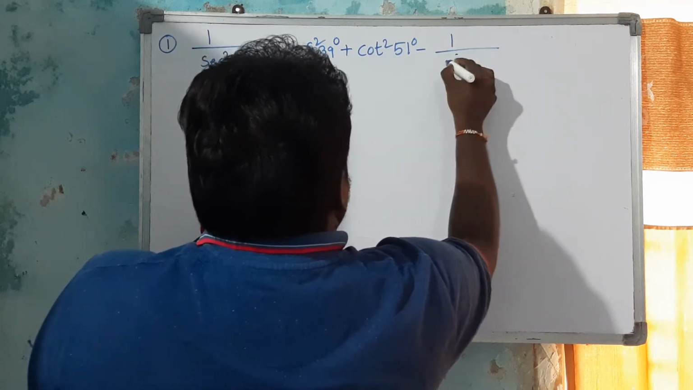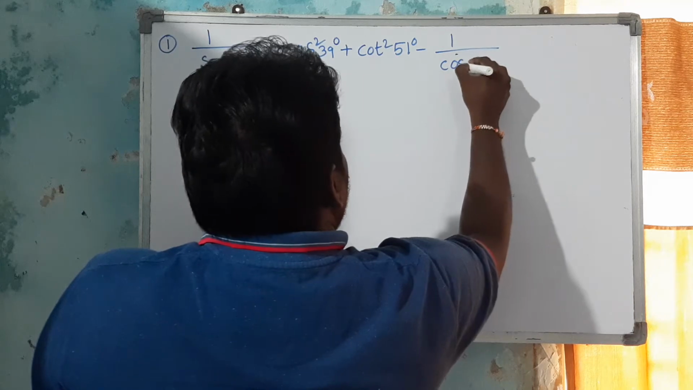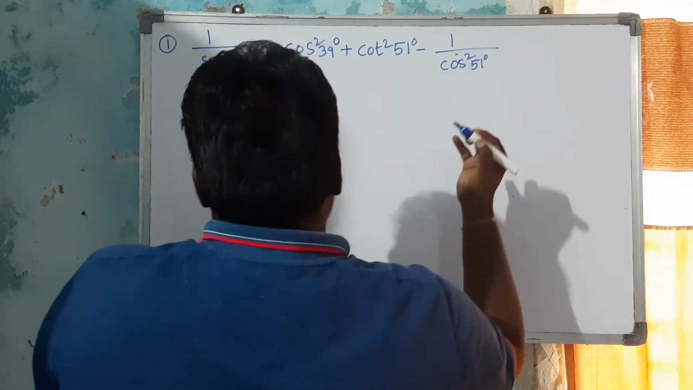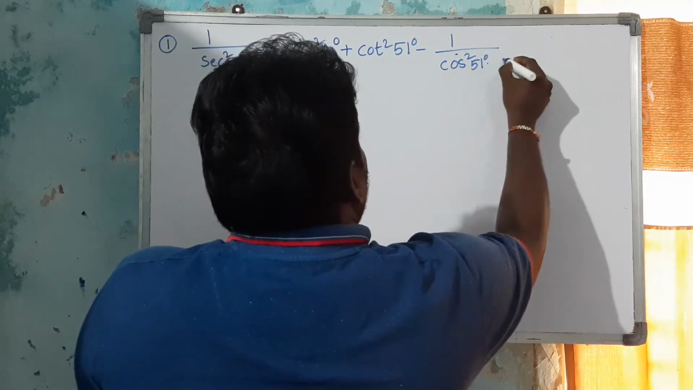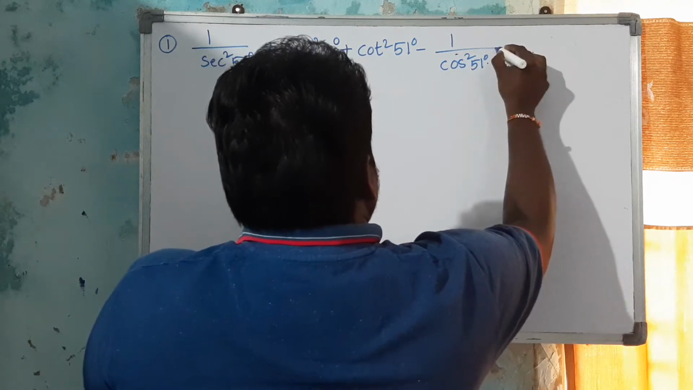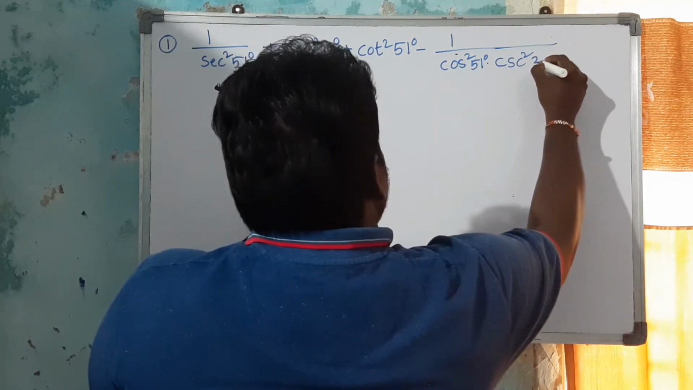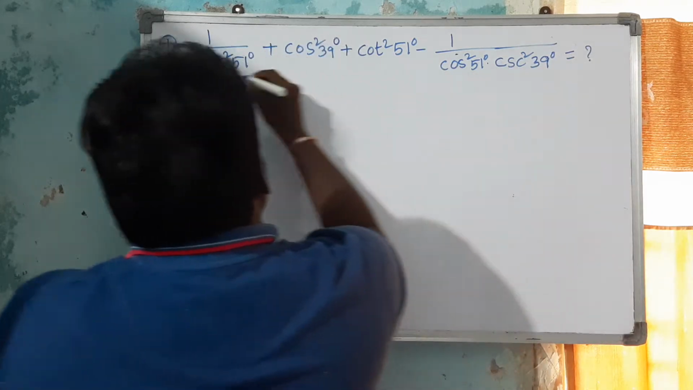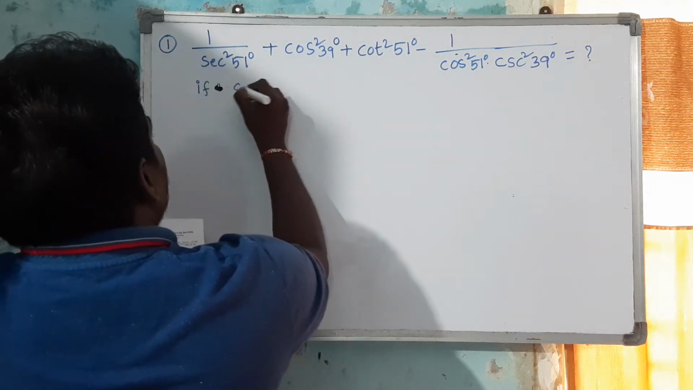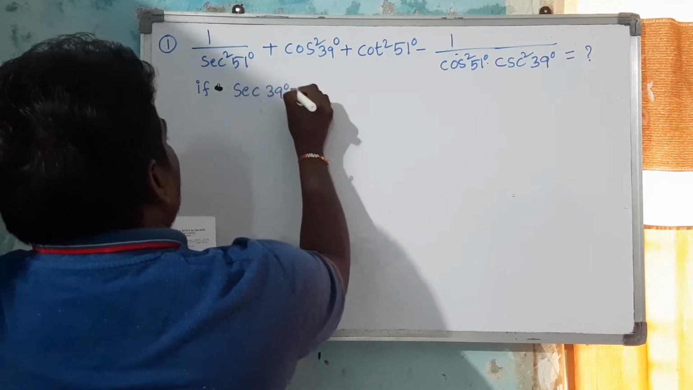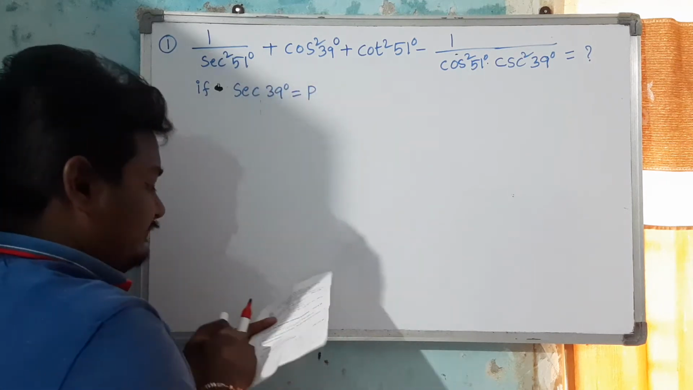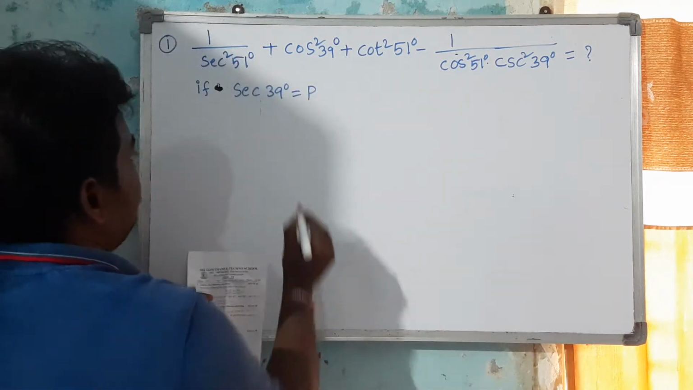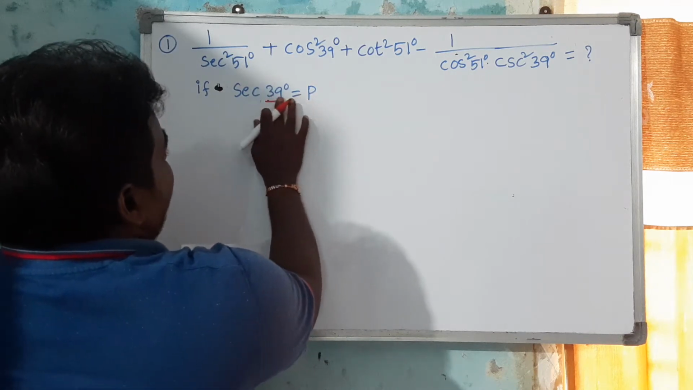minus 1 by cos square 51 cosecant square 39 equal to what, if secant 39 equal to p. Okay, our clue is this: secant 39 equal to p.